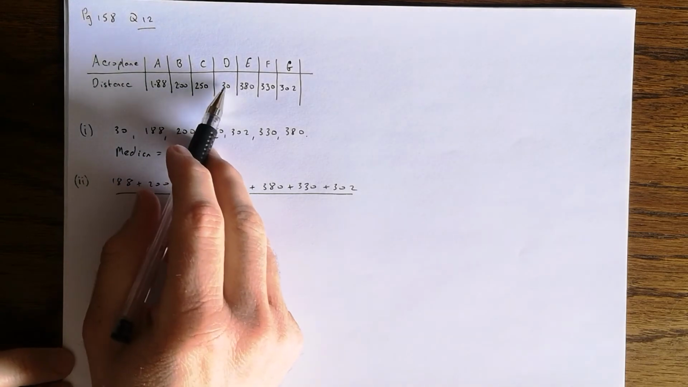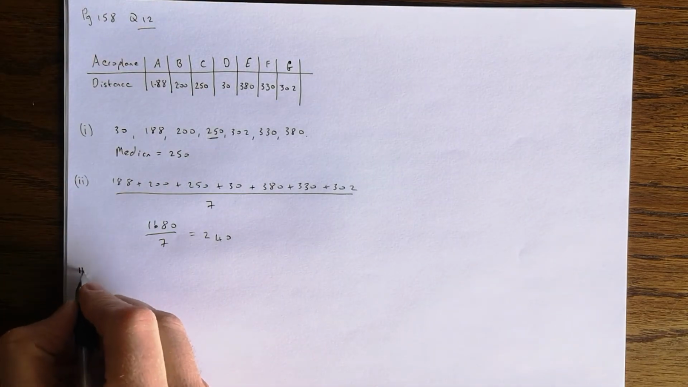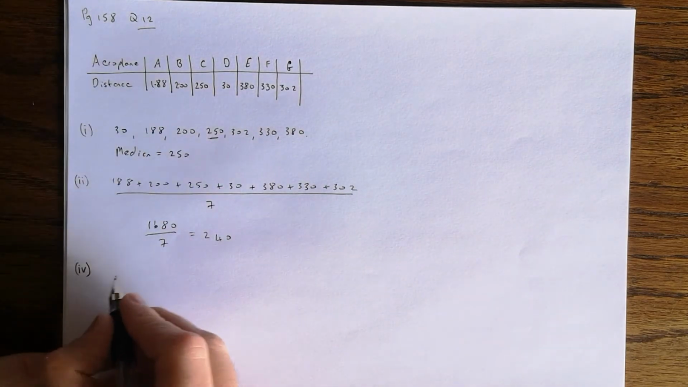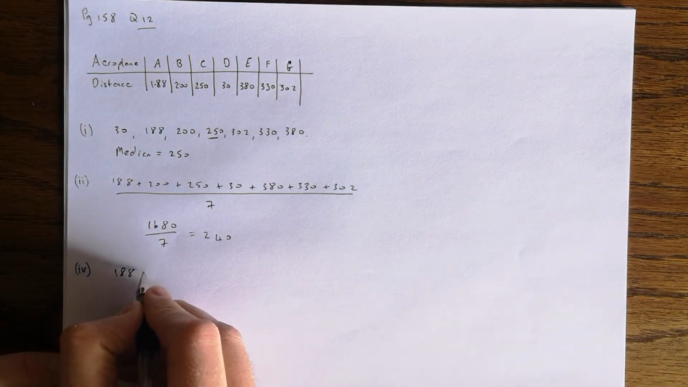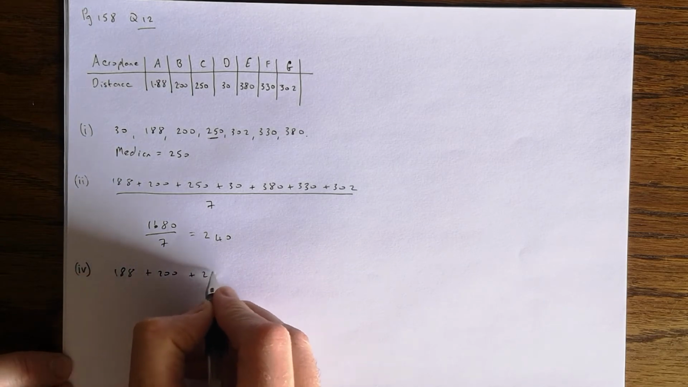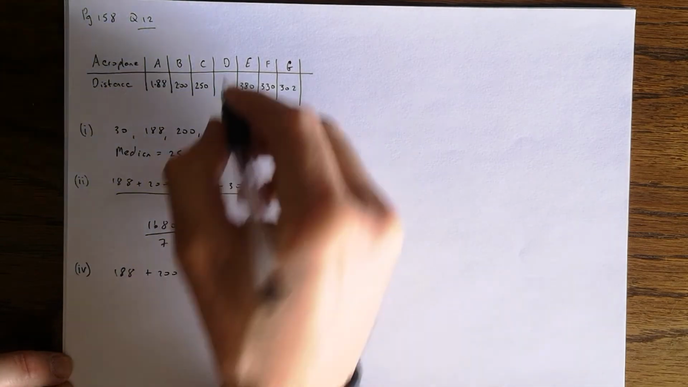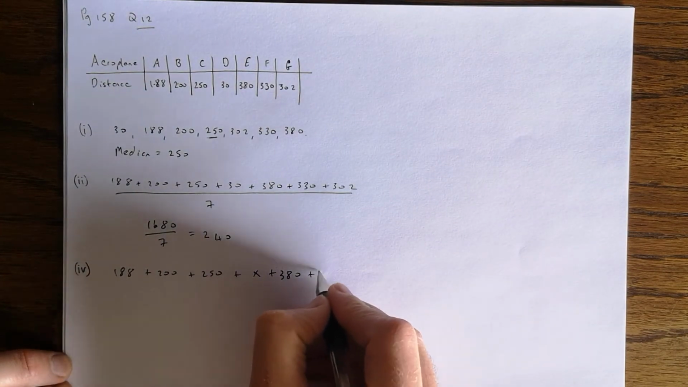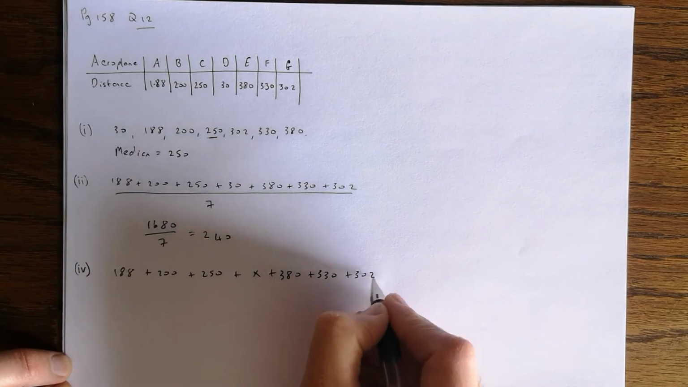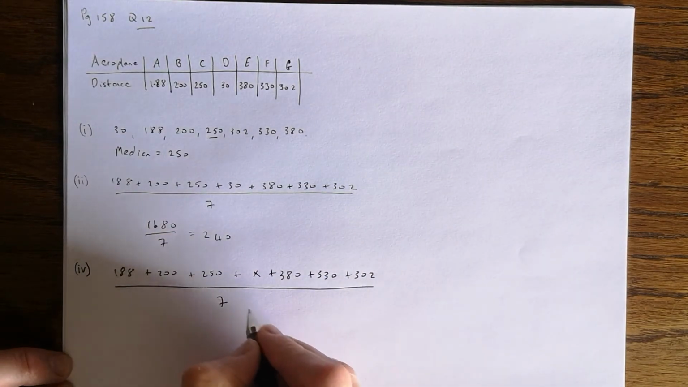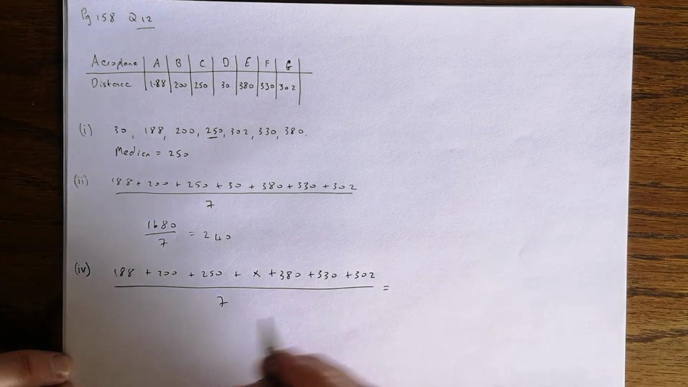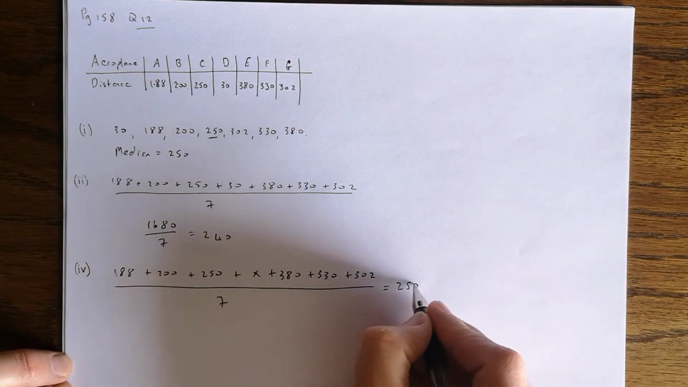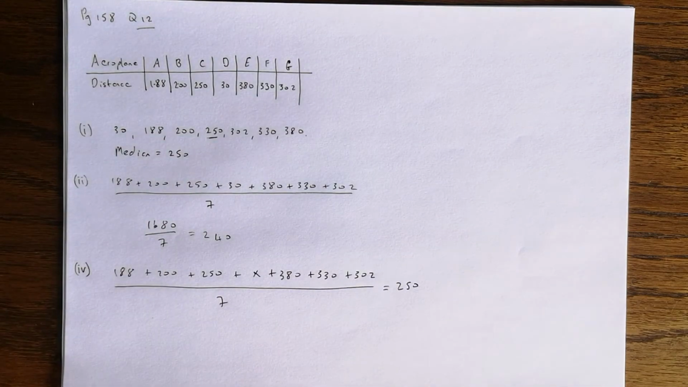So we don't know what distance this one flew this time, so we call the distance x. The first one, A, still flew 188. So 188 plus 200 plus 250 plus D, thrown again, flew a distance of x, plus 380 plus 330 plus 302. Divide all that by 7, and the question says the mean is now equal to the median. The median is still 250, so we set that equal to 250, and then rearrange to find out what x is.